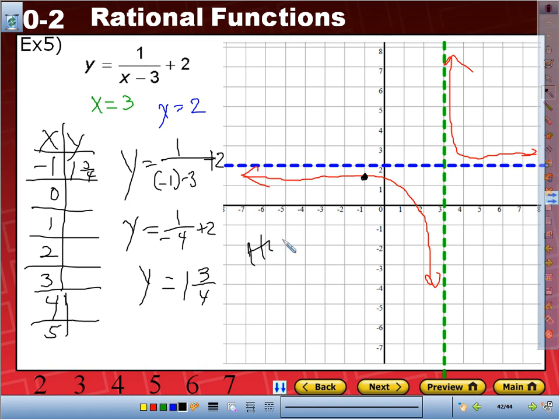So, for homework. Homework is found on page what? 639, 1 through 23, odd. Have fun, guys.